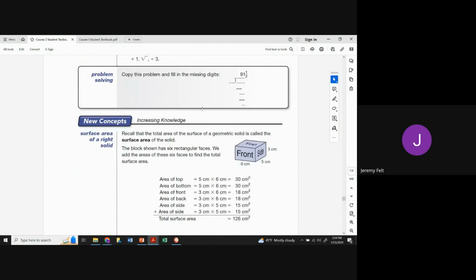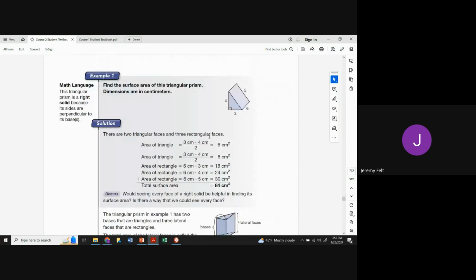So surface area, again, if we lay it out flat in a net and there's 6 faces, we find the area of all 6 and add them up. That's what we come up with for surface area. So for this one, the area of the triangle, 3 times 4 is 12, divided by 2 is 6. It's going to be that same for the triangle back there, so we can multiply that by 2.